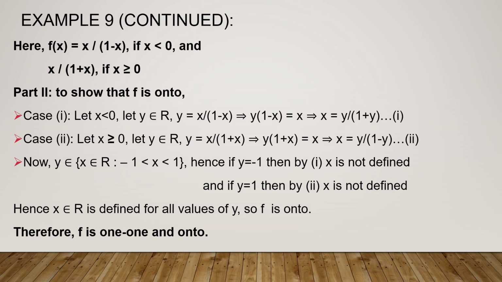What does this mean? We have shown that since for minus 1 and 1 it is not defined, it will be defined for all the values in between that. So our function is onto. We have taken y and we have shown that there exists some x in the domain for that y, which satisfies the given condition. So f is onto.